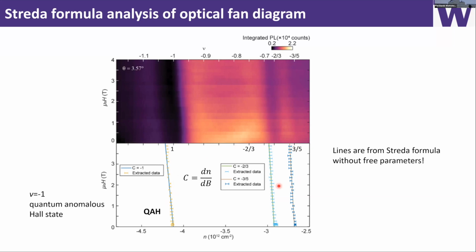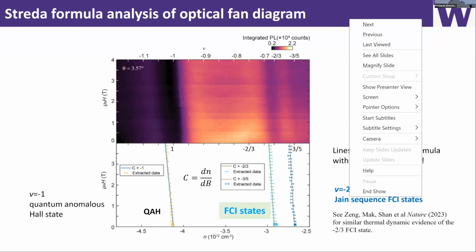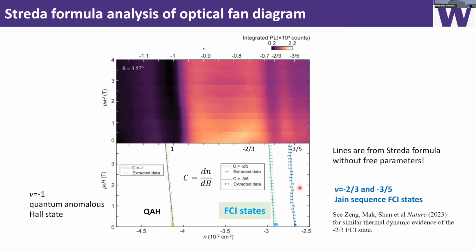From this we can basically infer that the state at filling factor -1 is a quantum anomalous Hall state, and the states at these fractional fillings are FCI states. Similar results were also reported in the Mak and Shan work at the fractional filling of -2/3. So what I show you here is basically thermodynamic evidence of these FCI states, and it shows the states can be extended to zero field, indicating we have a fractional quantum anomalous Hall effect.